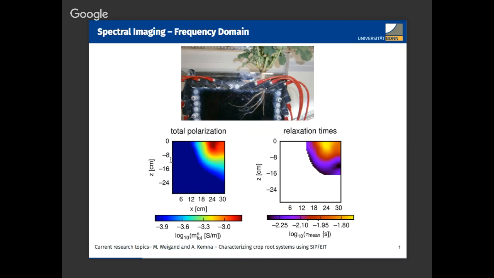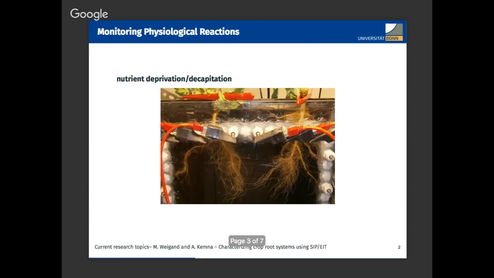And as already discussed, we only plot the relaxation times for regions where there's suitable chargeability to really exhibit a characteristic relaxation time. That is where we have a distinct shape of the SIP spectrum. So we were really happy with the structural characterization, but it turned out that we can also monitor and observe functional changes within root systems.